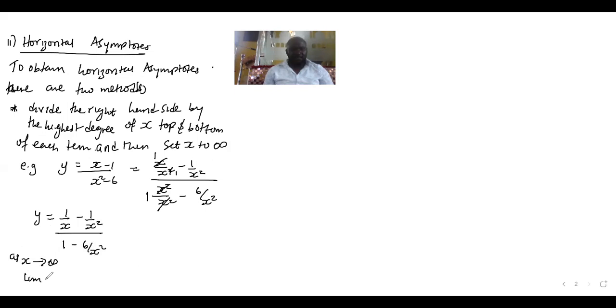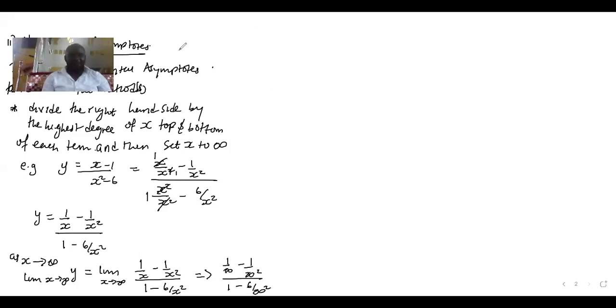So in the limit, as x tends to infinity of y, this is going to be equal to the limit as x tends to infinity of 1 out of x minus 1 out of x squared divided by 1 minus 6 out of x squared. When you substitute infinity, this becomes 1 out of infinity minus 1 out of infinity out of 1 minus 6 out of infinity squared.